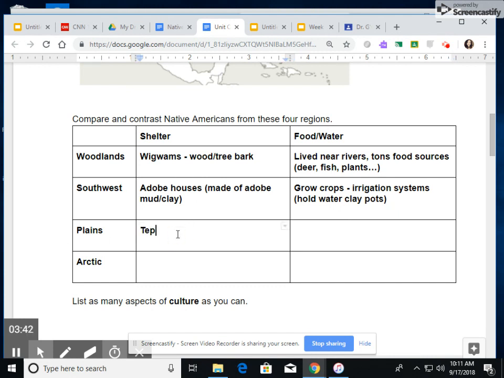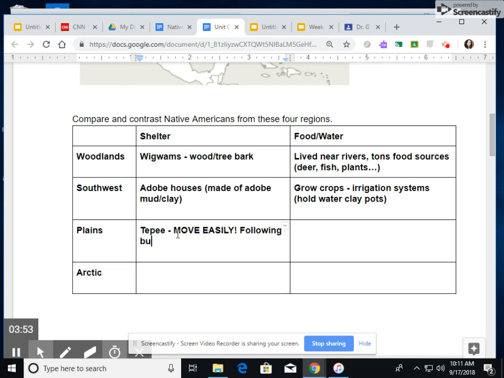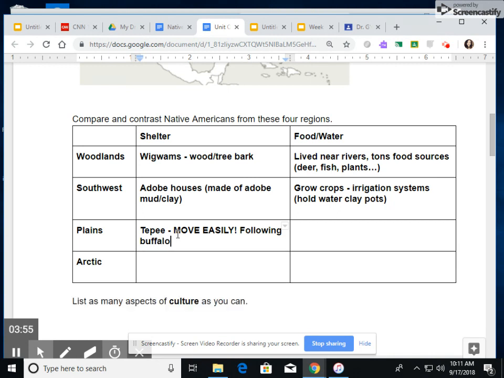In the plains, the most important thing to know for shelter is that they had the teepee so they could move easily. Why? Because they are following buffalo. So that teepee was made out of buffalo, and it was something that they could easily pick up and carry off because they had to move often in order to follow their food, which is the next answer as well, which is the buffalo.